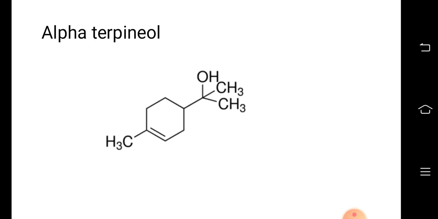And ultimately the structure of alpha-terpineol, which you have to know. A 6-membered ring with a methyl group, and then you have another bond connecting to the OH and 2 more methyl groups.